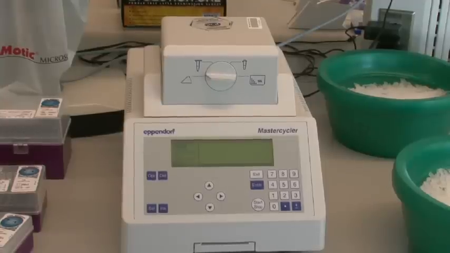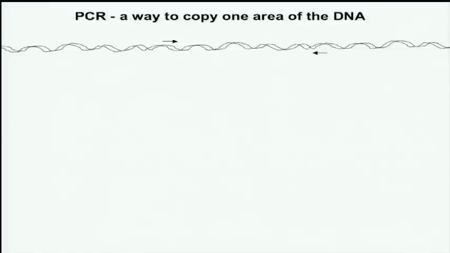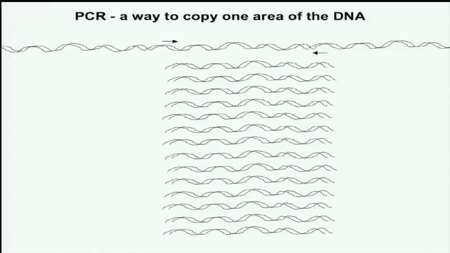Now remember what this machine is doing. This machine is doing the copying reaction that I'm showing on this slide, where we make many copies of just one piece of the DNA. I want to give you a moment to think about, why is it that this copying reaction is necessary? Why can we not just take all the DNA from a person and directly analyze it on a gel? You can talk amongst your classmates, and then I'll tell you the answer when we get back.